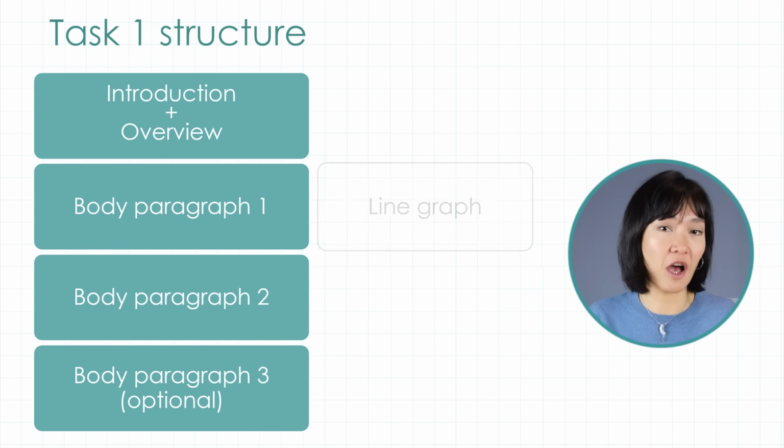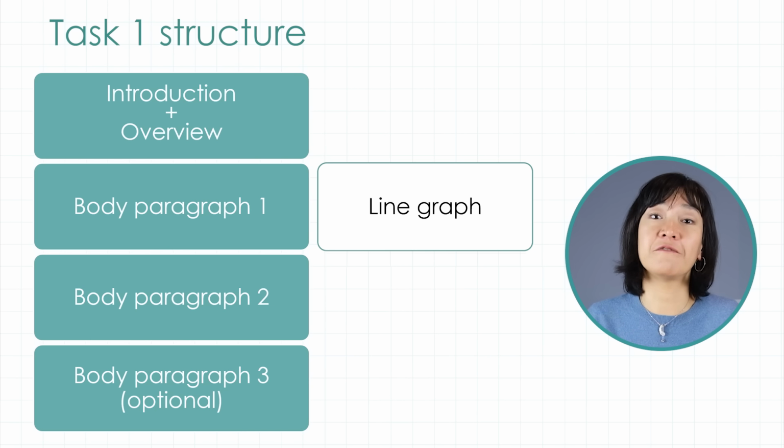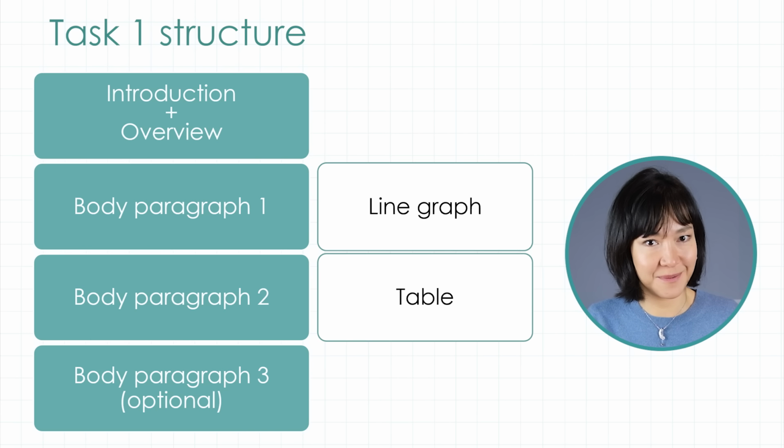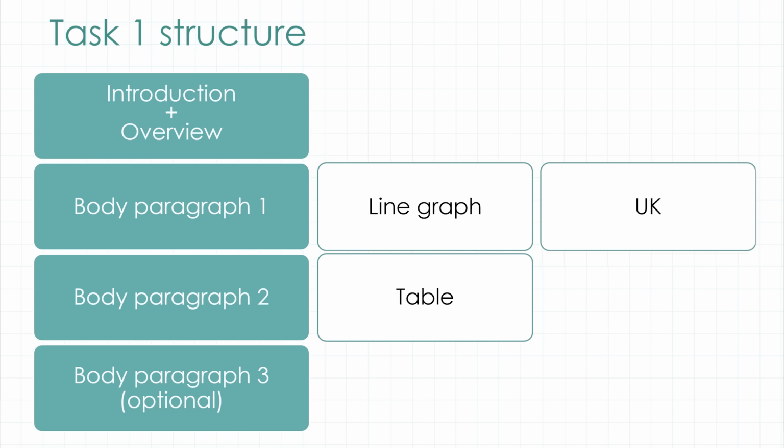I see at least 2 ways. We could write about the chart in the first body paragraph and about the table in the second. Or about the UK and then about Kazakhstan. I'm gonna write about the chart and then the table.